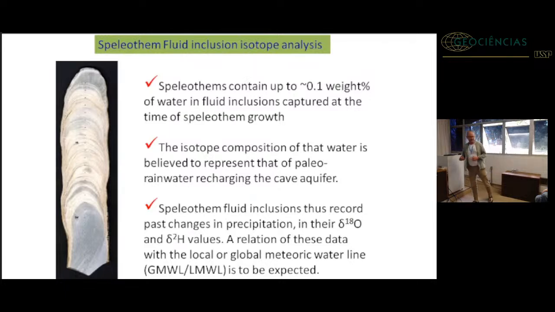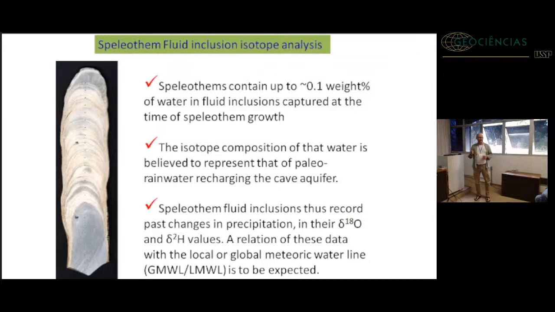And of course, we think that the isotope composition of that water, we've already looked at the temperatures from a physical perspective, that is the drip water, and we actually believe that that represents the paleo rainwater recharging the cave. Okay? So we should be able to look at past changes in isotope composition and rainfall. And if we are able to do the analysis, we should also find our data in hydrogen and oxygen isotope space on the global meteoric waterline.